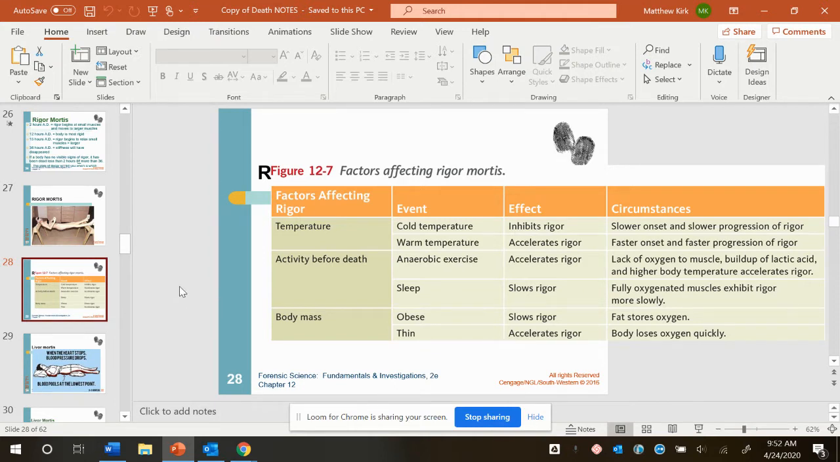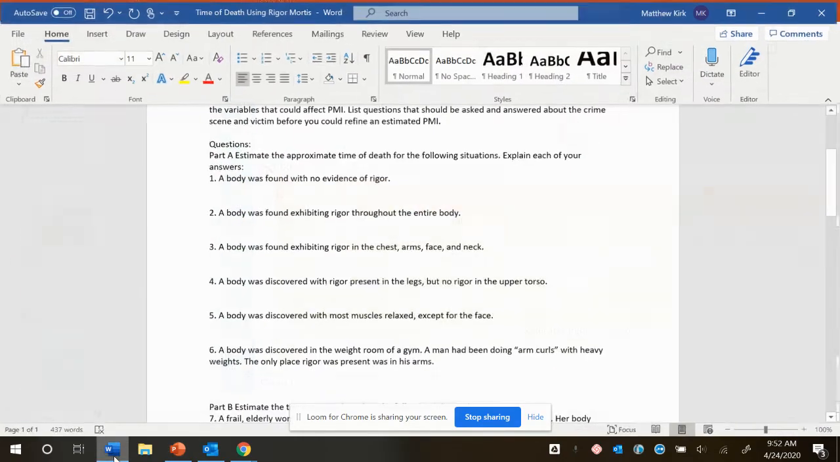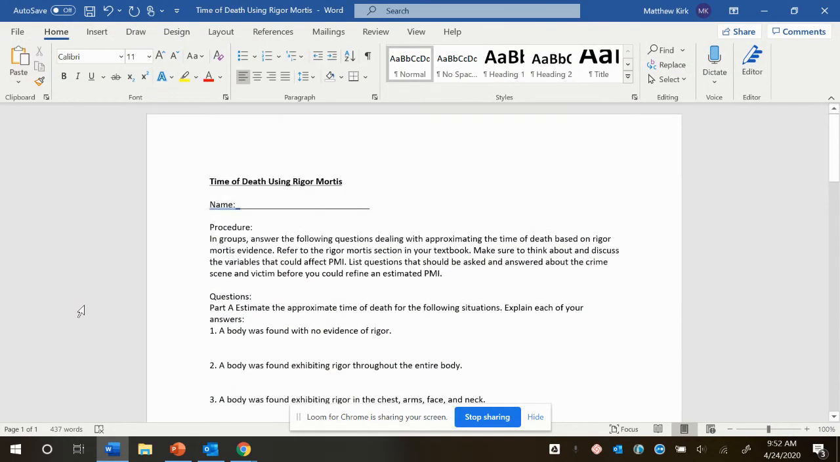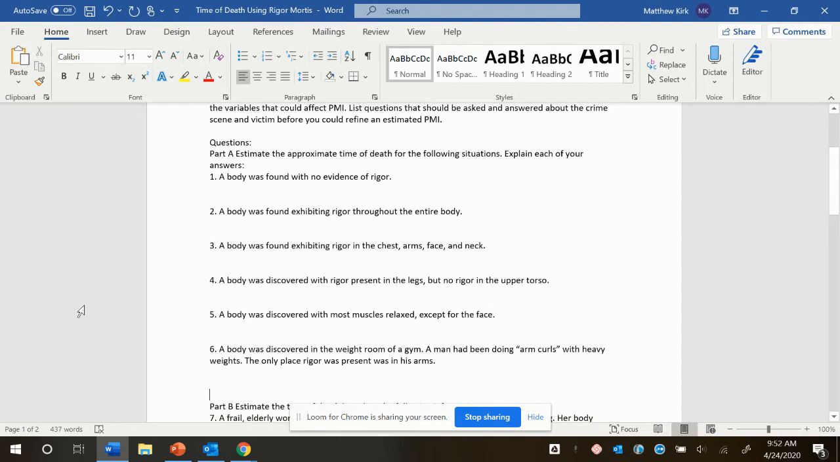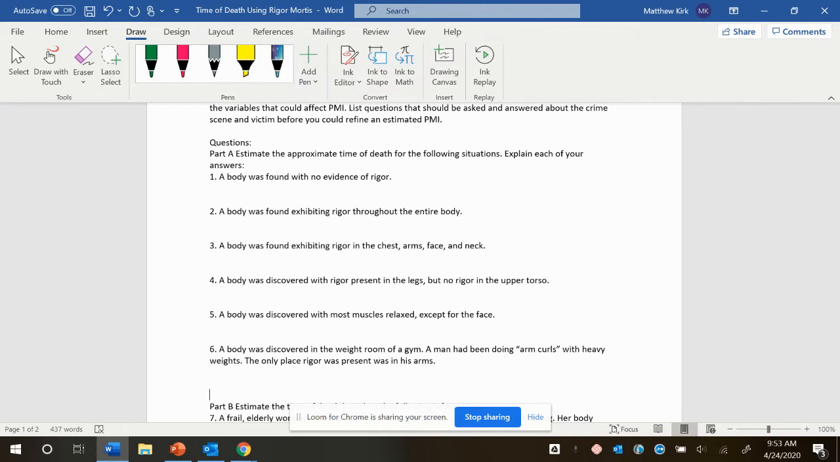So let's keep all of this in mind as we try some of our time of death using rigor mortis activity together. As I go through this, number one, a body was found with no evidence of rigor. That tells me it either hasn't happened yet or the body has already gone through it. And we don't know which is the case. We're just told there's no rigor.